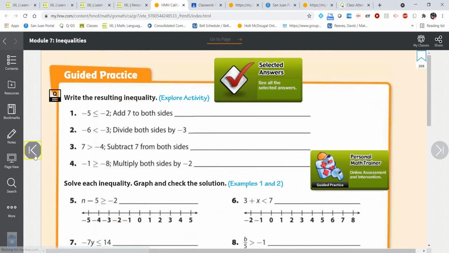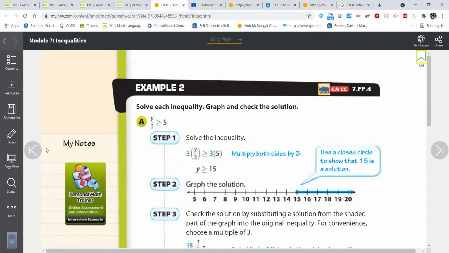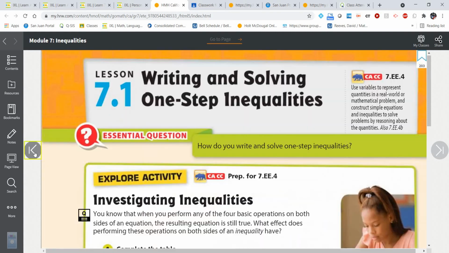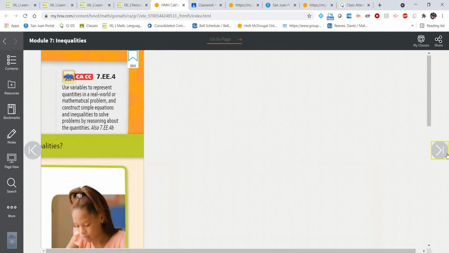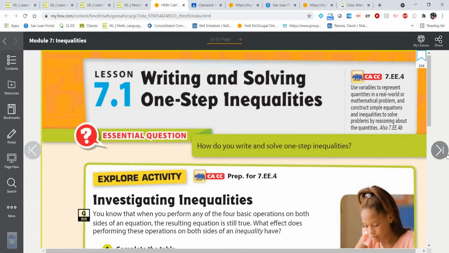You are welcome to use a calculator. All right, so that is some practice problems from lesson 7.1 on writing and solving one-step inequalities.